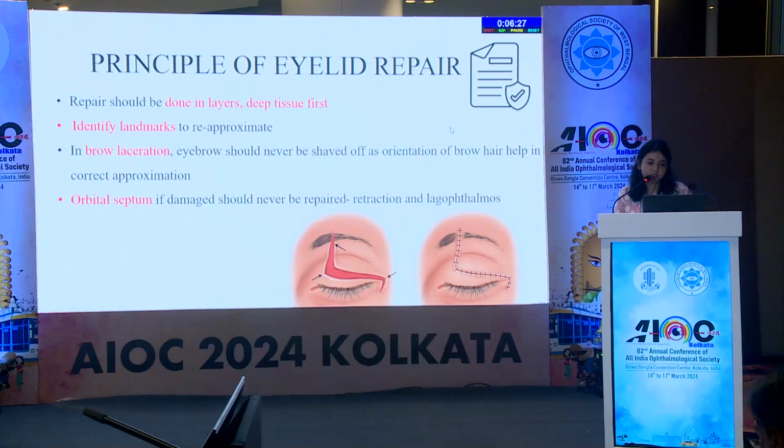Some principles of eyelid repair: first, the repair should be done in layers, deep tissues first and superficial layers next. Secondly, identify the landmarks which help us to reapproximate. In this picture we can see acute apices and angulations in brow hair. They serve as important landmarks for suturing the laceration. And if the orbital septum is damaged in the trauma, it's important that we don't repair that, because that can result in post-op retraction and lagophthalmos.